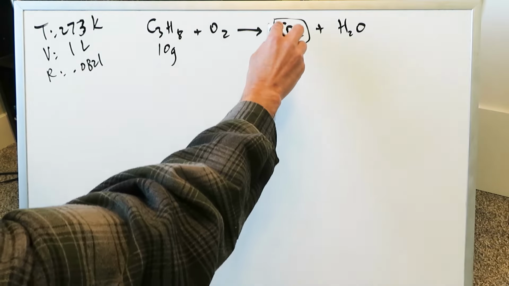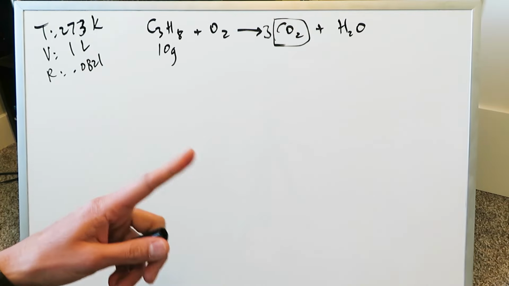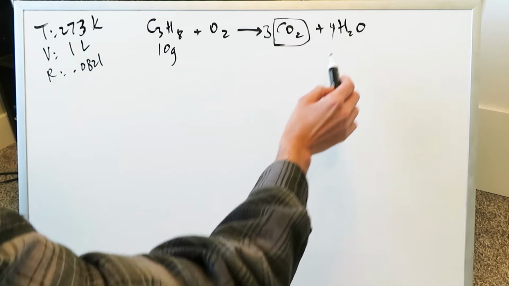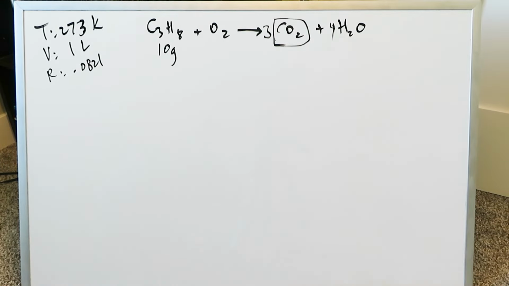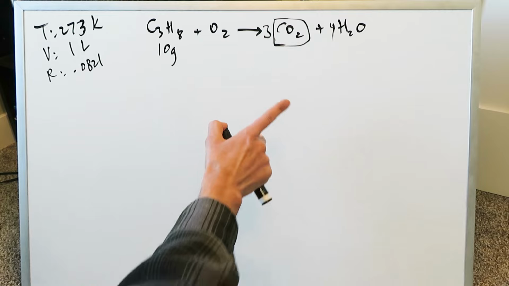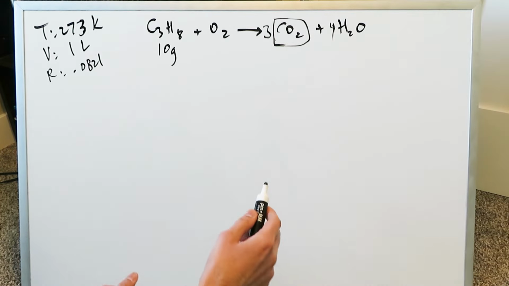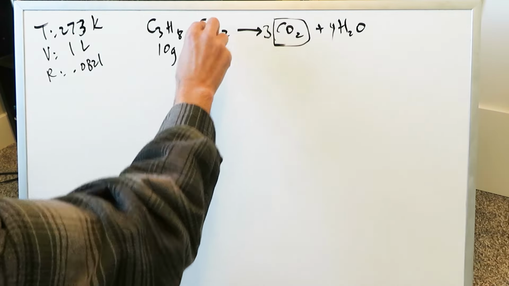We have 3 carbons, so we'll put a 3 over here. We have 8 hydrogens, and we can put a 4 over here, and we'll get 8 hydrogens there. Now we have to balance the oxygens. On that right side, I'm seeing 6 plus 4, 10 oxygens. Here, if I put a 5, everything is balanced.